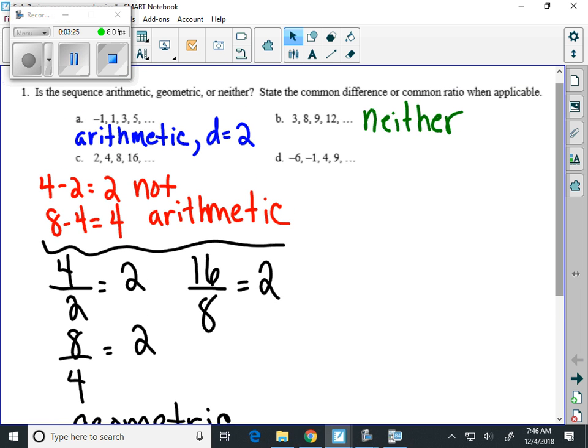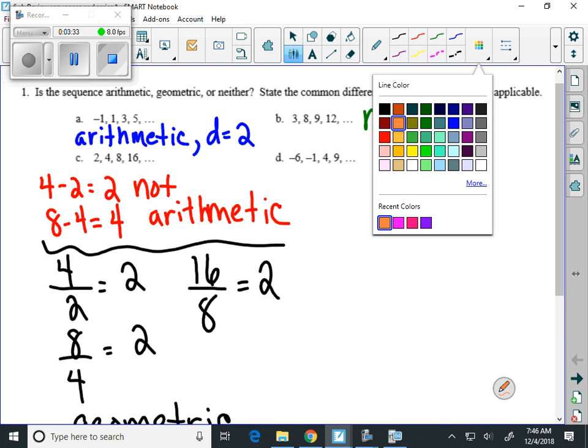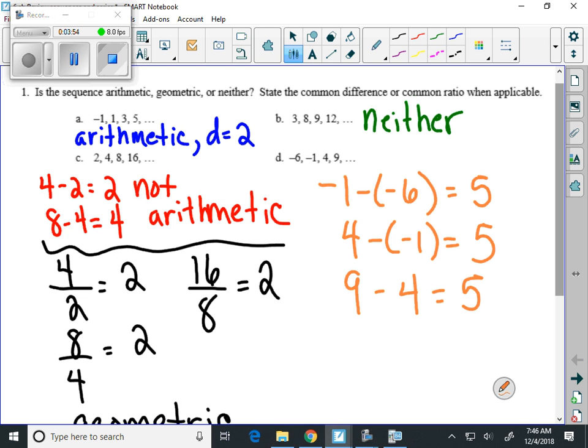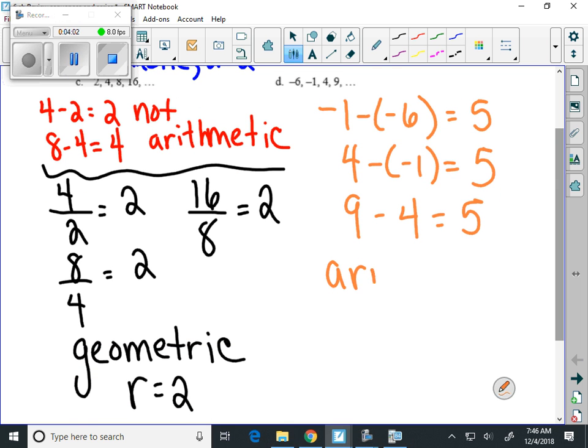Lastly, when we look at this one, once again, start with the subtraction. Negative 1 minus a negative 6 gives us 5. And you can type it in your calculator if you need to. 4 minus a negative 1 still equals 5. 9 minus 4 equals 5. And because when we subtract, we get 5 every single time, this is going to be arithmetic.